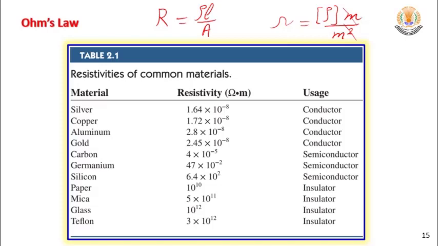Clear? As you can see here, in the case of good conductors like silver, copper, aluminum, gold, the resistivity is very, very low. If you come to good insulating materials like paper, mica, glass, Teflon, it's the opposite, it will be ten to the power of plus 12, plus 7. If you come to semiconductors, something in between, ten to the power of minus 2. Okay? So we have something called resistivity.